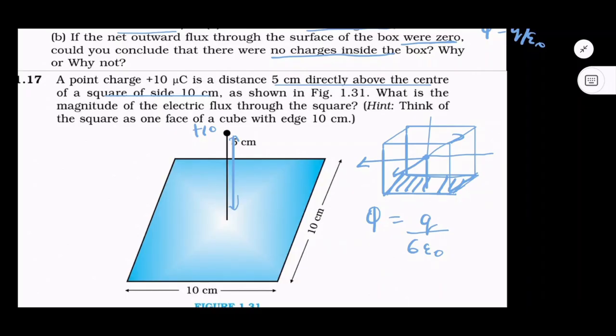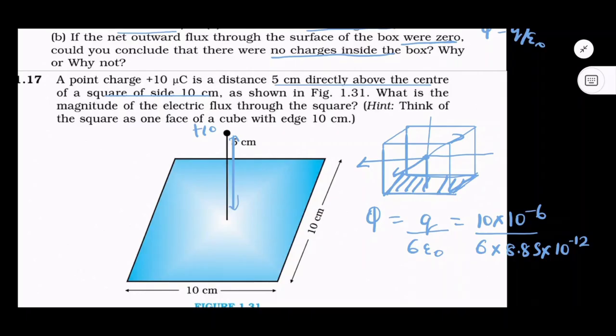Now we can easily apply the Gauss law. We have the value of point charge, that is 10 microcoulomb, which is 10 into 10 raised to power minus 6, upon 6 into epsilon naught, whose value we know is 8.85 into 10 raised to power minus 12. The distance and the side of the square are given just to confuse you, so we can easily find the flux value from here. Just perform some calculation and you will get your answer.